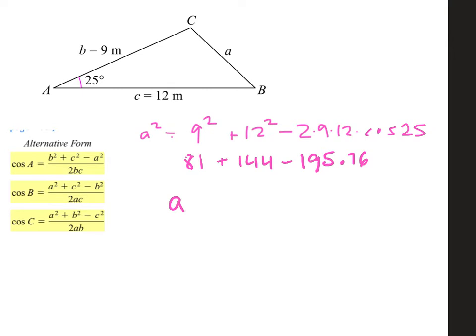So what do you guys get for a squared? 29.24. So then how do we find a? Take the square root. 5.41. Awesome. We're just going to round it to 5.4. So a is equal to 5.4.